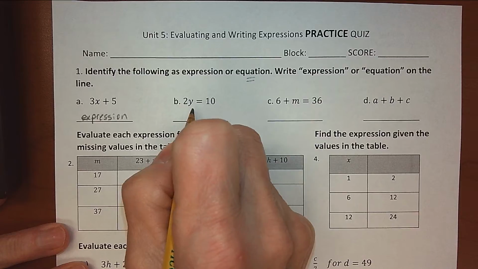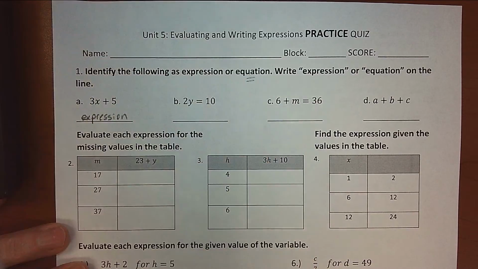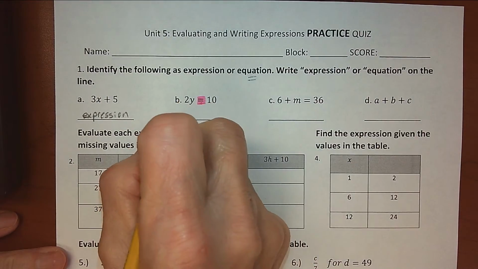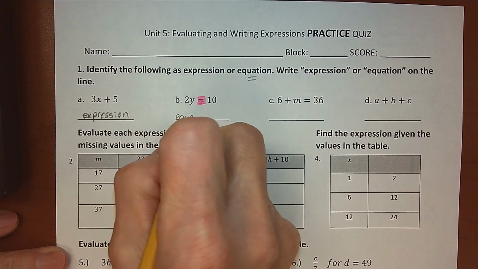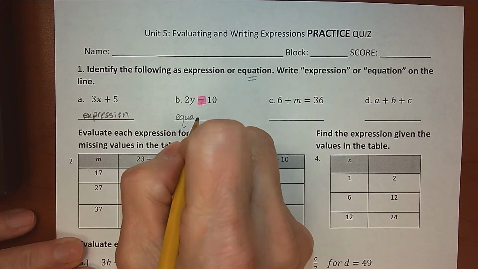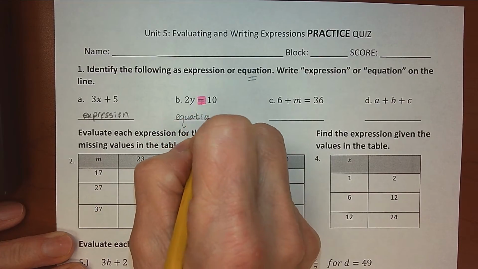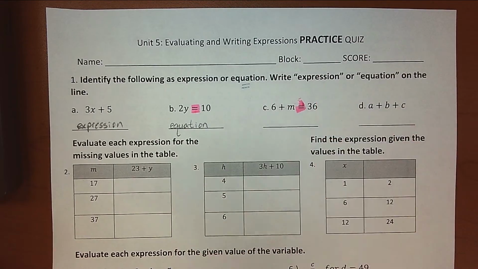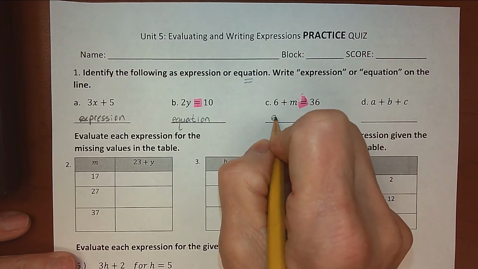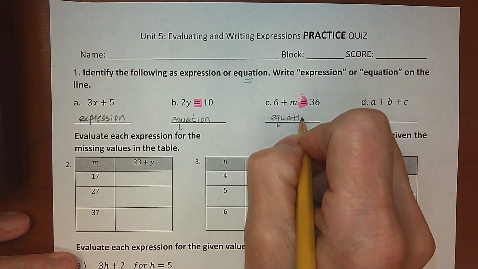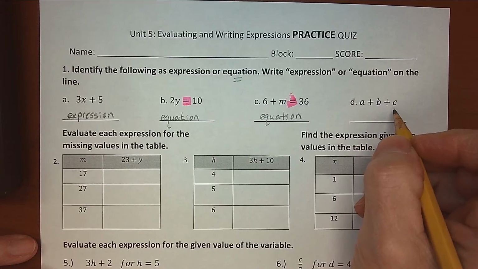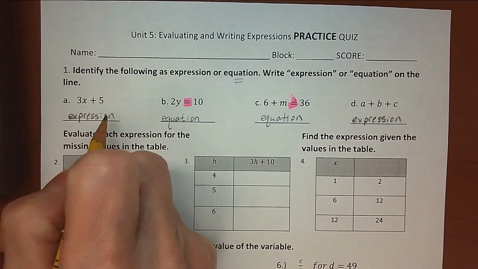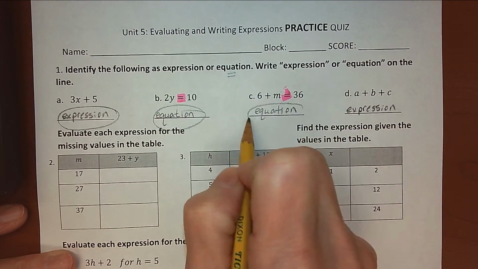2 times y equals 10, equal sign right there, so that one's going to be an equation. And you see that root word equal, if I put an L there, I'd have equal. Instead, it's going to be equation. 6 plus m equals 36. Again, I've got my equal sign there, and so that's going to be an equation. And finally, a plus b plus c, no equal sign, so that's an expression. Okay, so expression, equation, equation, expression.